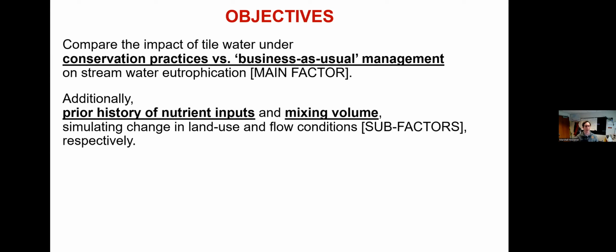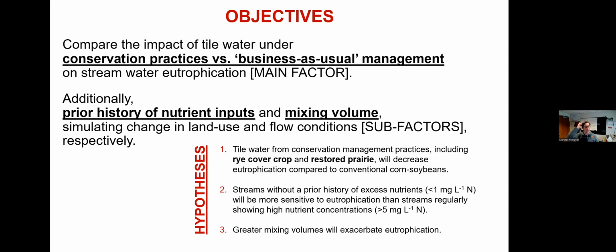So we're looking at this historical importance of nutrient loads, and then also flow conditions, and these can be considered sub-factors. Our hypotheses were that tile water from conservation management practices, including rye cover crop and a restored prairie, will decrease eutrophication compared to the business as usual, which is conventional corn, soybeans.